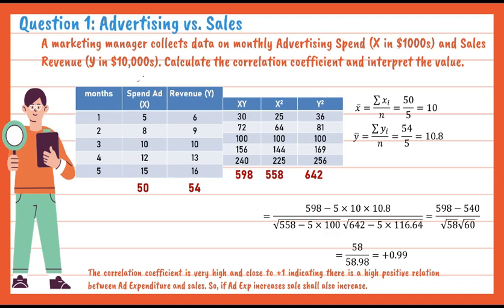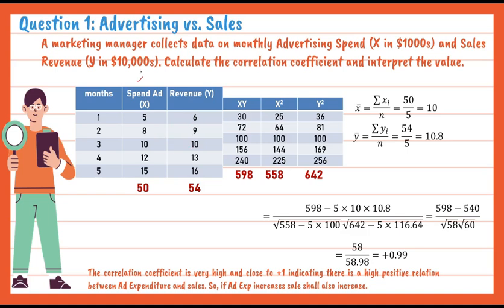So this is the expenditure made by the company on advertisement. So 5 means $5,000, 8 means $8,000, 10 means $10,000. Like this. And for sales, 6 means 60,000, 9 means 90,000, 10 means 100,000.